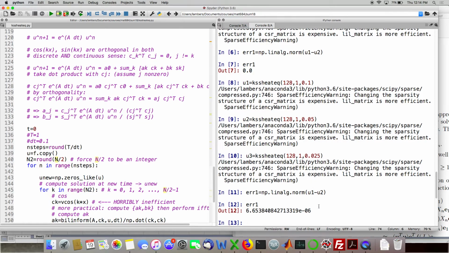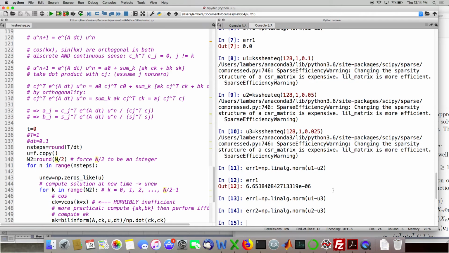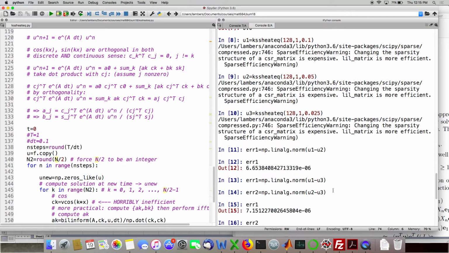Pretty small, near 10 to the minus 6, that's good. And then I compute another error estimate. Actually, I shouldn't do that. I'm going to compare everything to U3, because U3 is the most accurate solution. So I'm treating it kind of like an exact solution in a way. Okay. So now, look at error 1 and error 2.